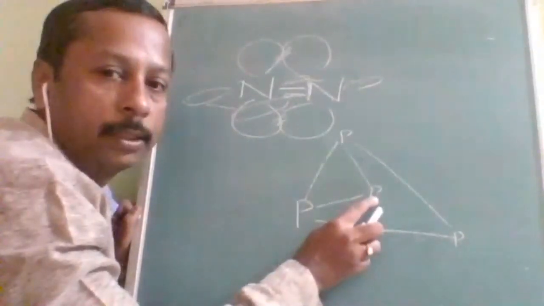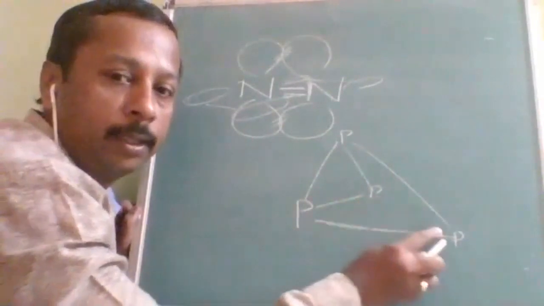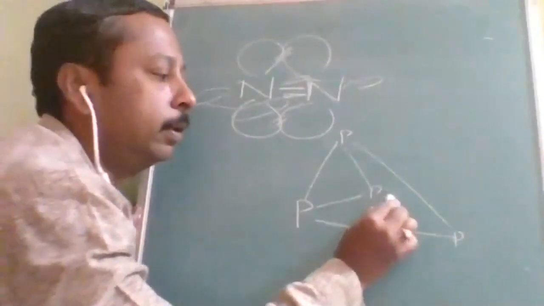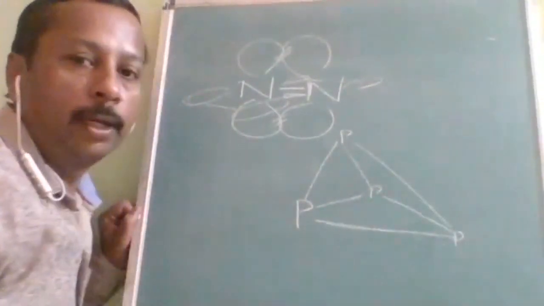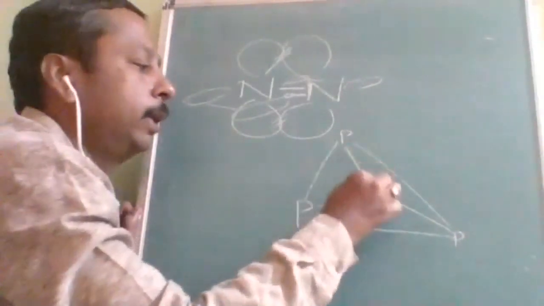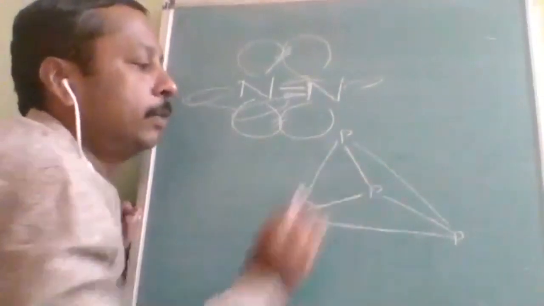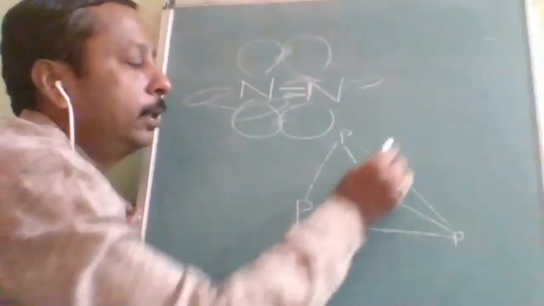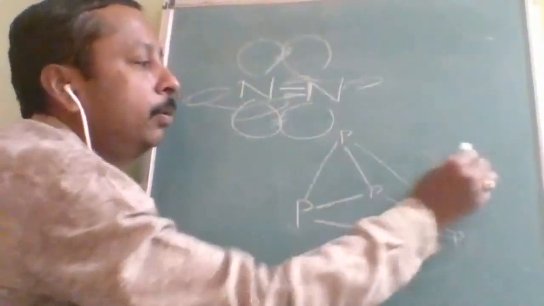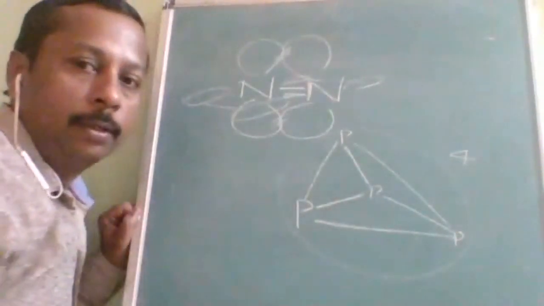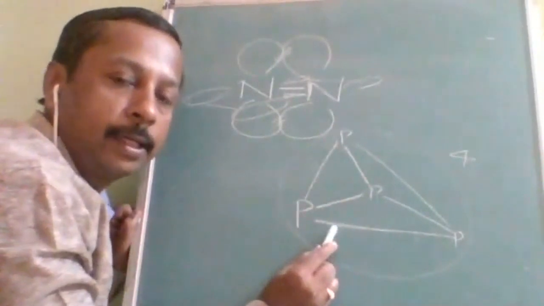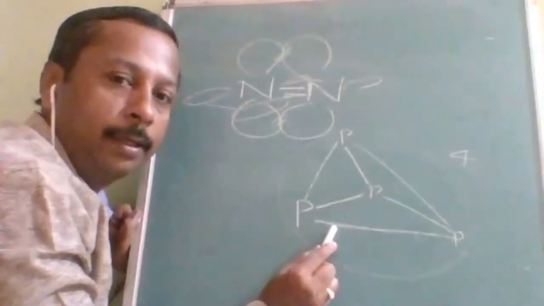But what about this one? This also needs to form one more bond. This also needs to form one more bond. So there will be one more bond like this. Likewise, each phosphorus is connected to 3 others. Then the total number of phosphorus atoms is 4. So that's why phosphorus is tetraatomic.